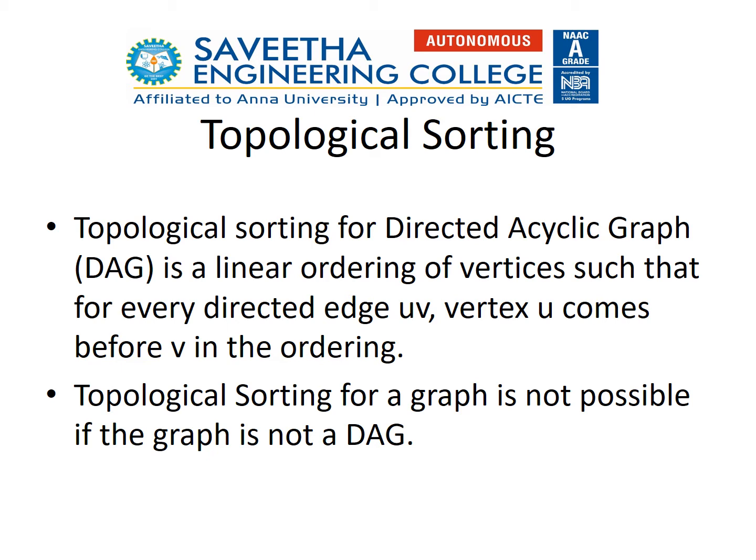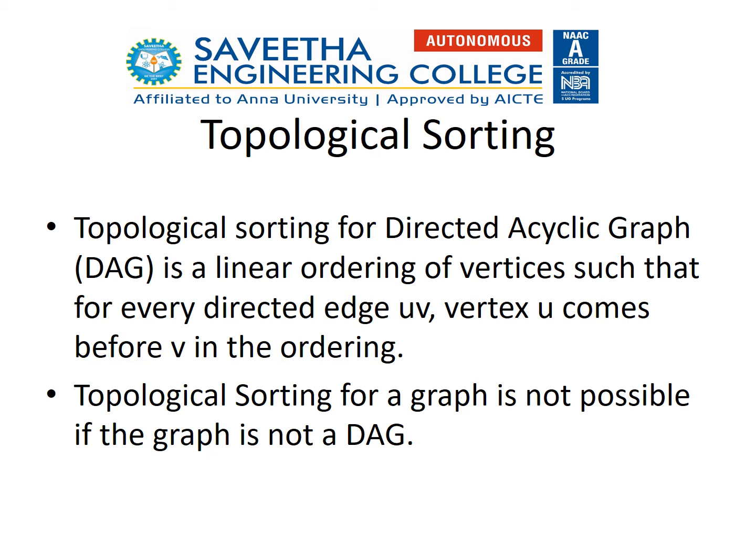The condition to be followed is that the graph should be a DAG, which means the graph is a directed acyclic graph. Directed means all edges have direction, and acyclic means the graph should not contain any cycle.